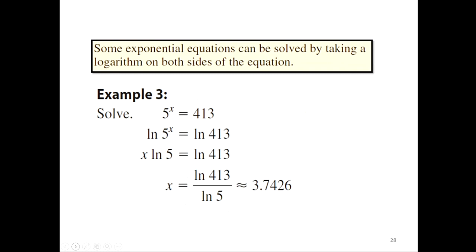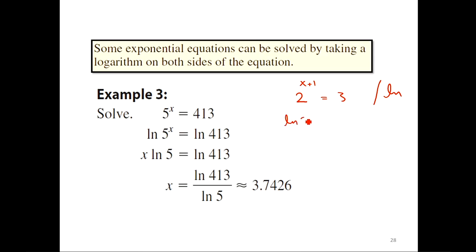Sometimes we cannot find the relation between both sides like this. For example, 2 to the power x plus 1 equal, for example, 3. We cannot find the relation between 2 and 3. We cannot convert 3 to 2 to the power of a number, or convert 2 to 3 to the power of a number. Okay, so in this case, take the ln for both sides.